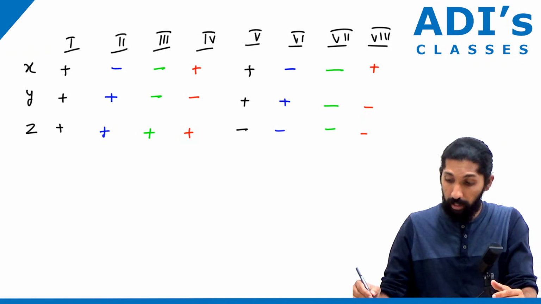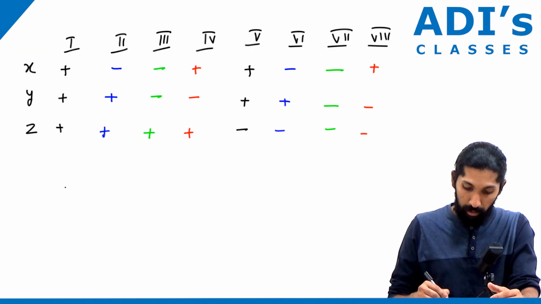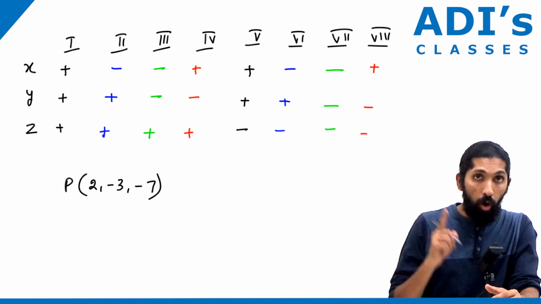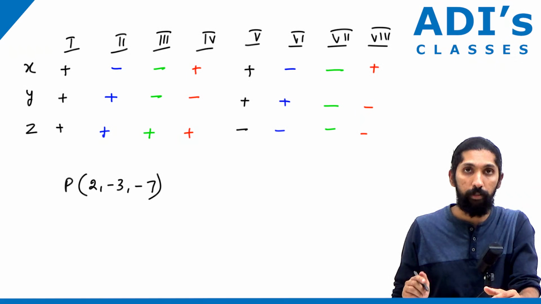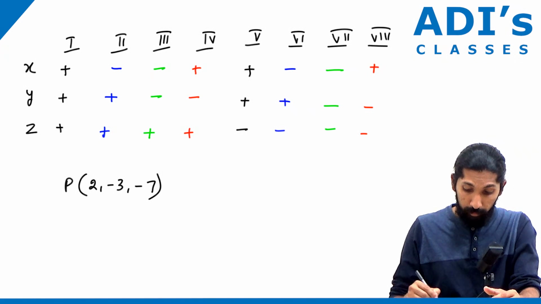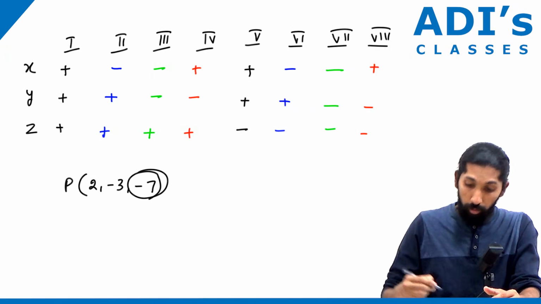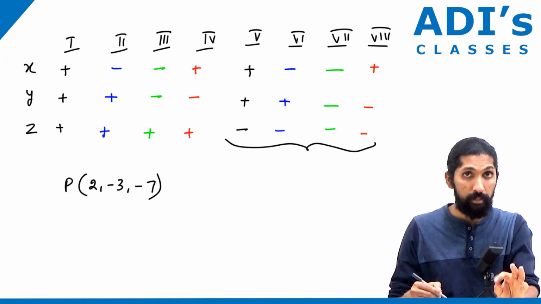Okay, suppose I give you an example. Let's say point P is (2, -3, -7). Very simple. Always, don't start from the first one, guys. Never start from the first one. What you do, always start from the last one. See, if Z is negative, you know that it has to be one among these 4, correct? Either 5, 6, 7, or 8.